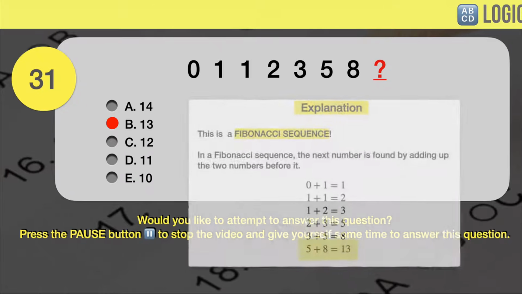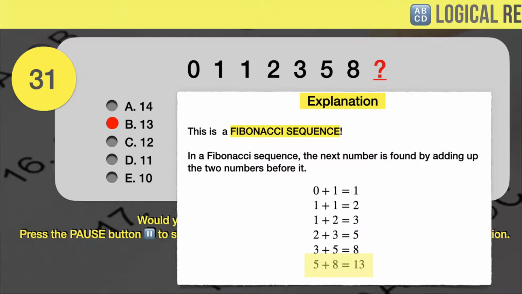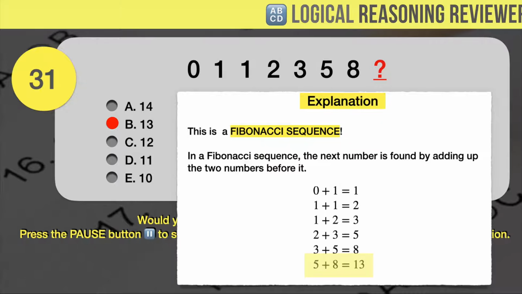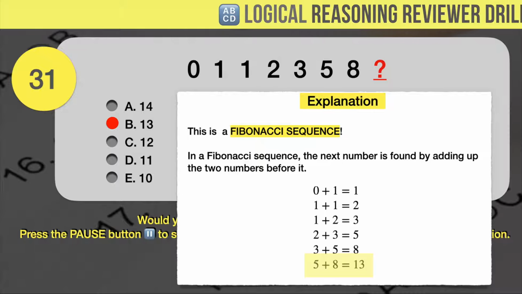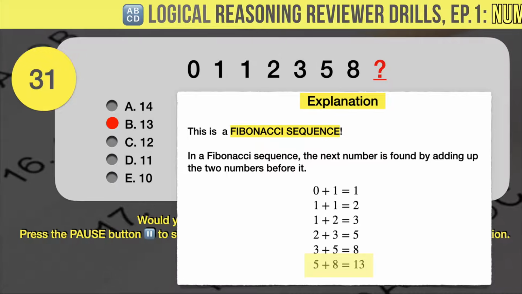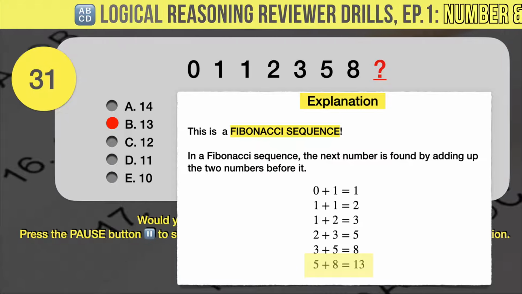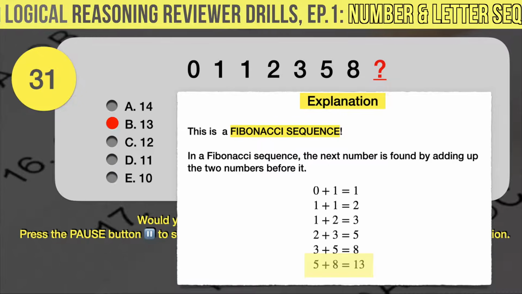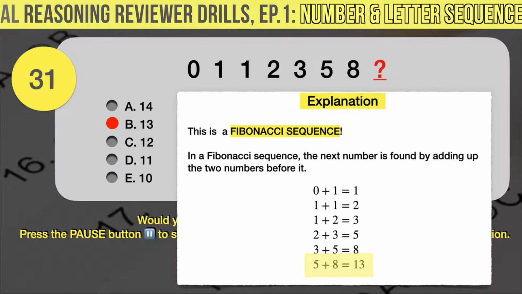13. This is a Fibonacci progression or Fibonacci sequence. In a Fibonacci sequence, the next number is found by adding up the two numbers before it. 0 plus 1 equals 1, 1 plus 1 equals 2, 1 plus 2 equals 3, 2 plus 3 equals 5, 3 plus 5 equals 8. Therefore, the next number in the sequence should be given by 5 plus 8, which is 13.